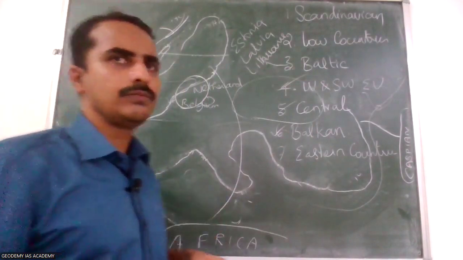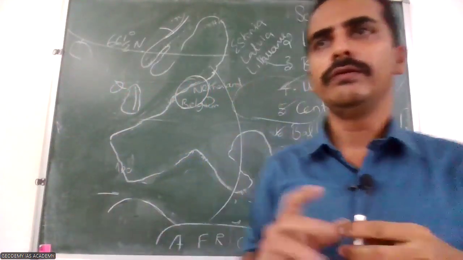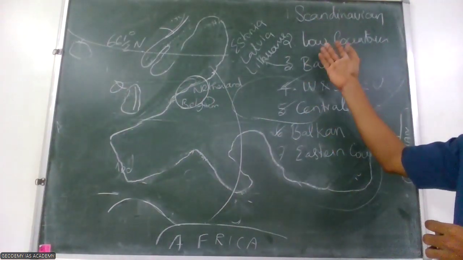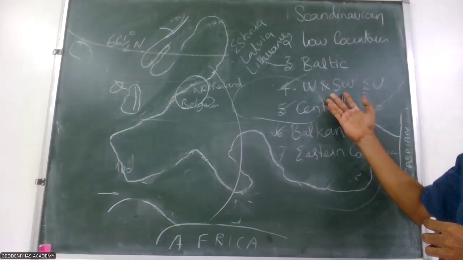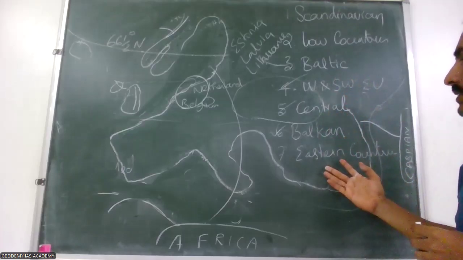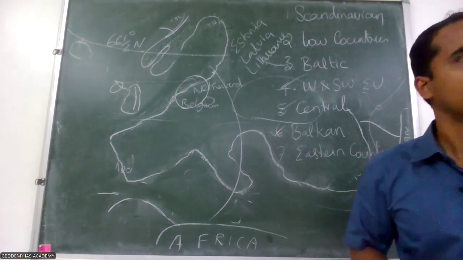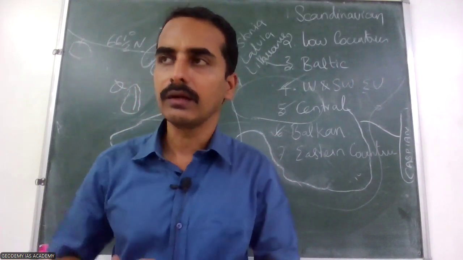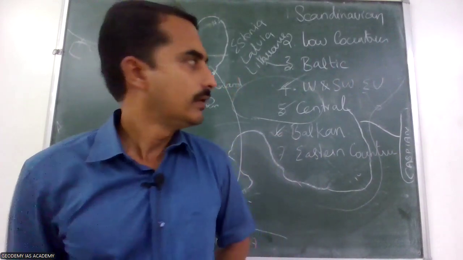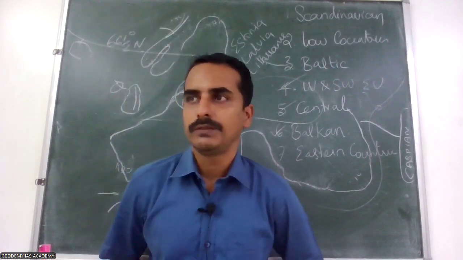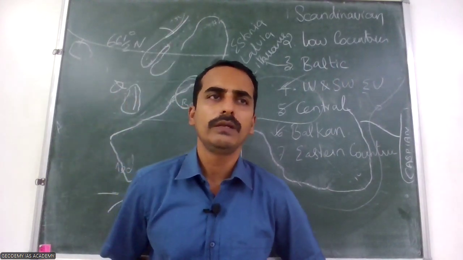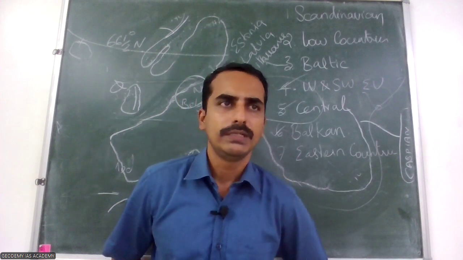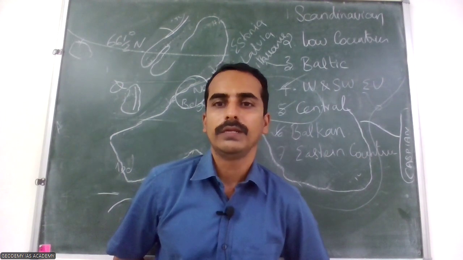Thus you can simply remember the countries in Europe if you divide the zones like this: Scandinavian, low countries, Baltic countries, Western and Southwest, Central European countries, Balkan countries, Eastern countries. These divisions are based on geographical and economic features. European issues are frequently in the news, so you should remember the places and important cities that are in current affairs. That is more important.